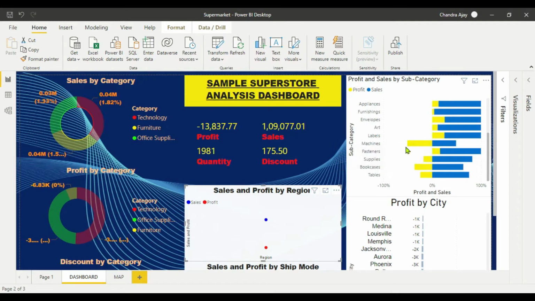If we go down, then we can also see that the machines are also having a loss, followed by the bookcases, tables, and the supplies as well. So from this we can assume that for each of the products which are giving you negative sales, we can reduce the stocks sent to those particular regions where we are having a negative amount of profit, so that we could increase the profit based on the amount of sales which are actually going on.